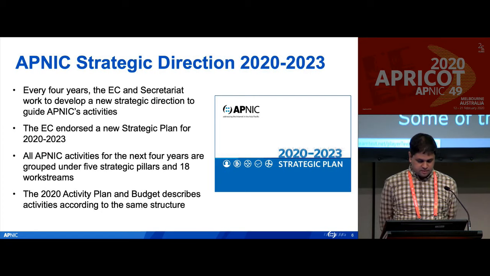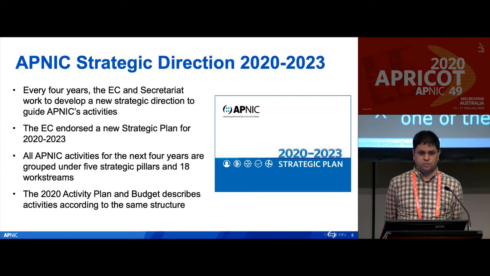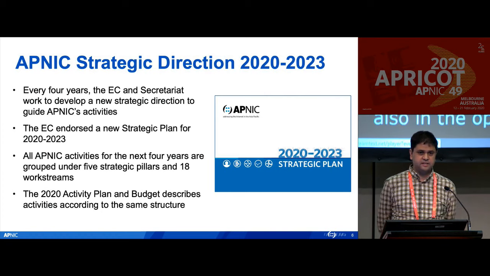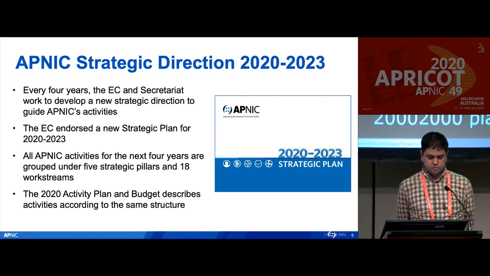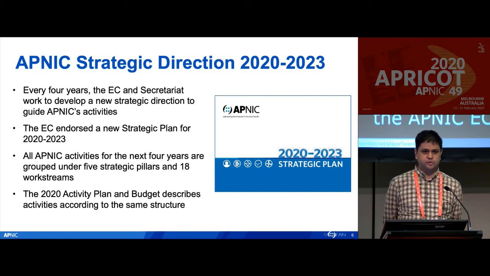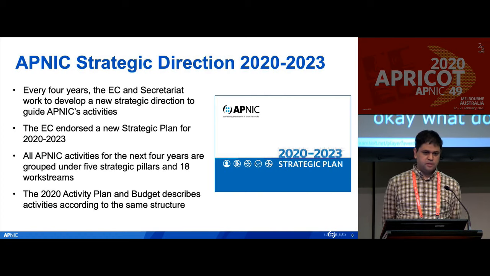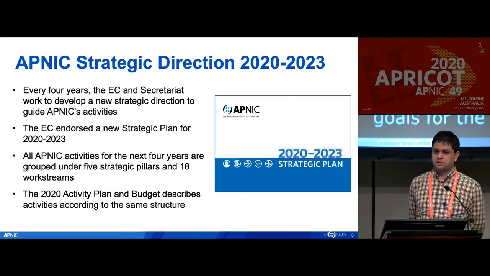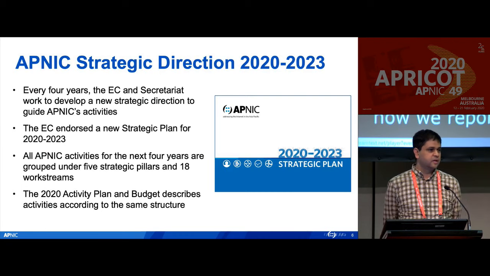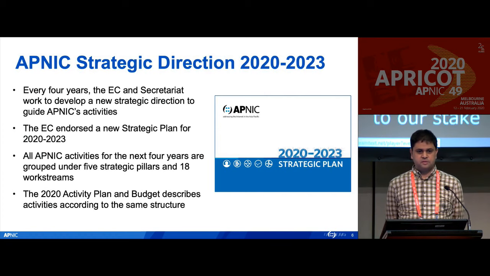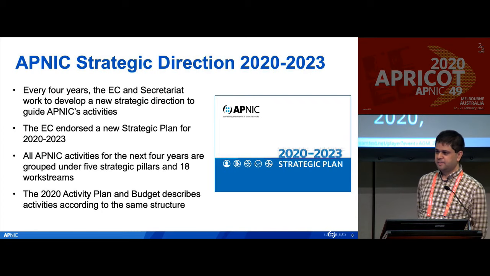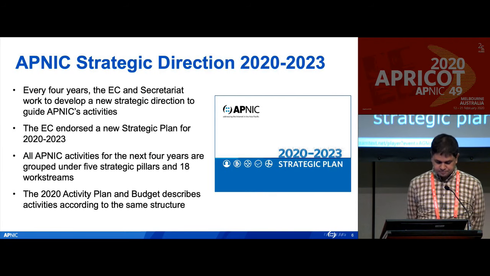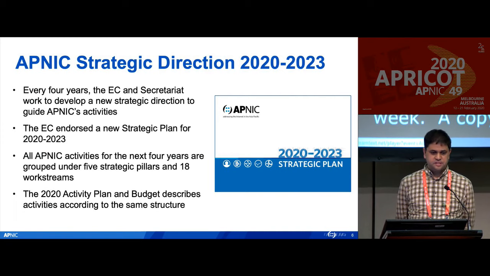Okay, so this is one of the things that I talked about earlier, and also in the opening to Apricot: we have a new strategic direction for the next 4 years, the 2020 plan. The way it works is every 4 years, the APNIC EC, along with the staff, work to look at what we do and how we set our goals for the coming years, and come up with a strategic plan. The strategic plan also involves how we report information back to the community and to our stakeholders. So after going through roughly 8-9 months of exercise in 2019, we endorsed a new strategic plan for 2020-2023 earlier this week. A copy of the strategic plan is already on the website.